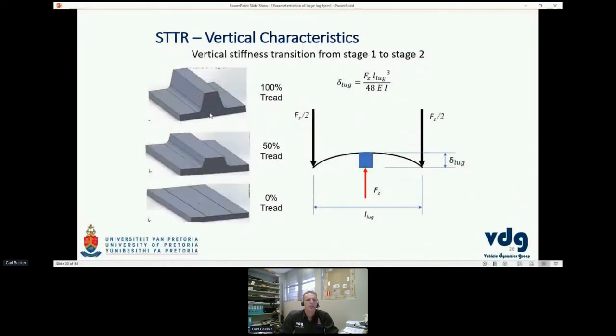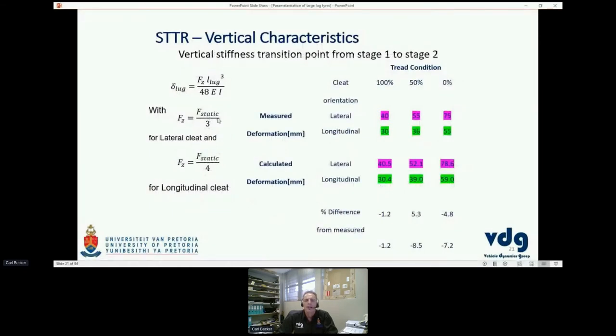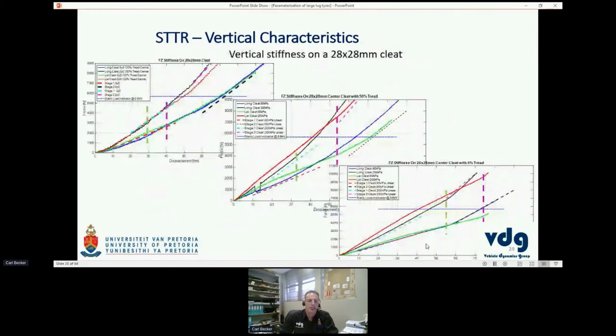We played around with a few things, and we saw that if we simplify all the lugs in the contact patch to one lug with the same dimensions as the current lug on the tire, and we make the base the same length as the distance between the lugs, and we keep the width the same as the tire width, we can actually approximate this transition point by using deflection theory from a simply supported beam. And if we use a third of the static load, we can predict where the transition point will be for the lateral cleat. And if we use a quarter of the static load, we can predict where the longitudinal transition point will be. By doing that, we were able to get within 8.5% of the transition points, which is interesting because it might help.